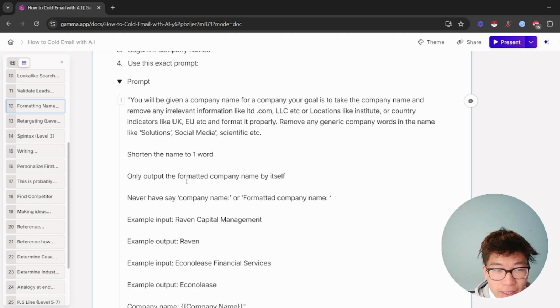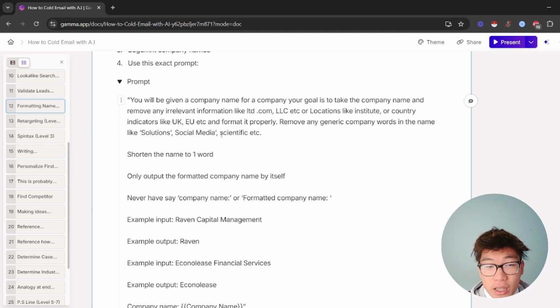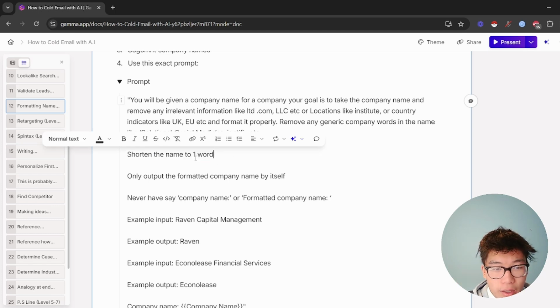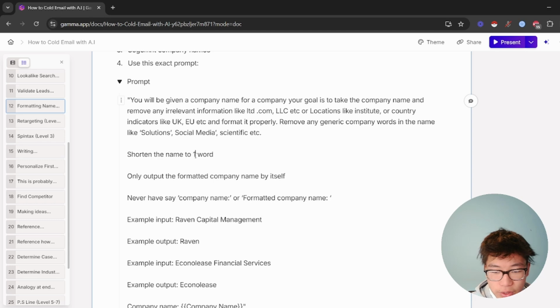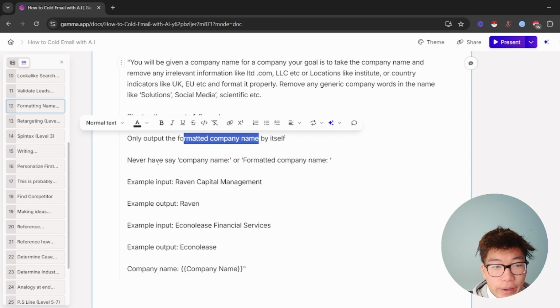Remove any generic words in the name like solution, social media, scientific, etc. What I recommend is if you run this prompt and there are lots of names getting through, like marketing, you add it into the prompt and then rerun the prompt. Shorten the name to one word. I would say 1 to 2 words. So I'm going to add that in: 1 to 2 words. Only output the formatted company name by itself.